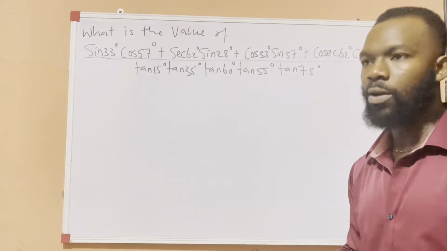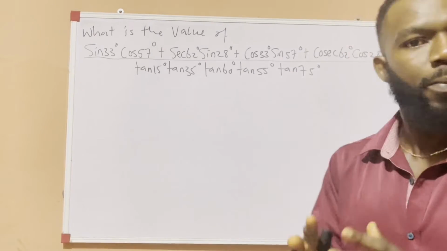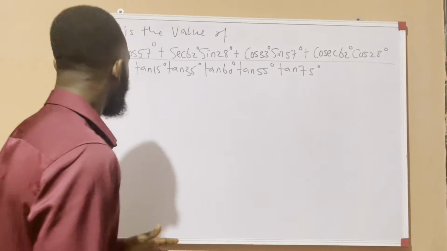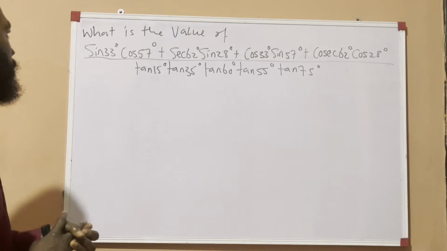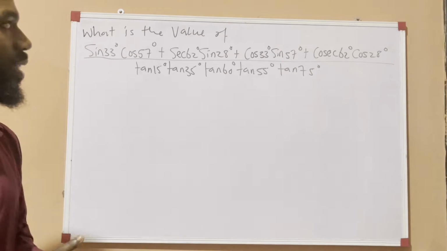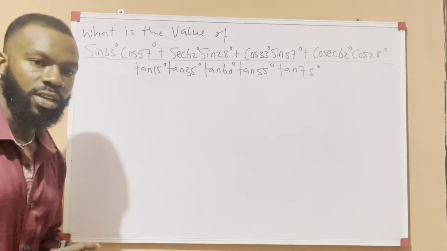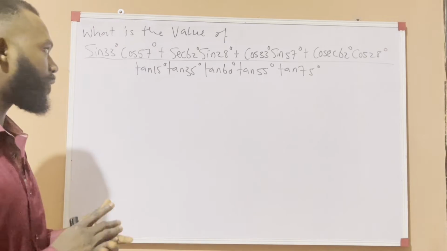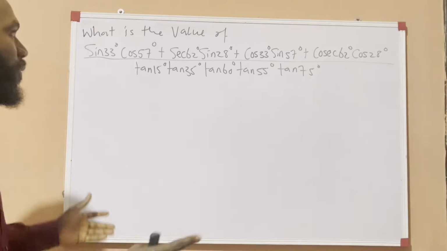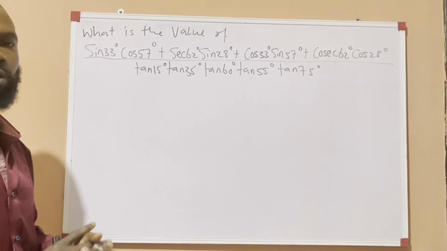Now when a student sees a question like this, the first thing that comes to my mind is, oh my God, how can I solve a question that is as long as this? But it is very, very simple if you understand the principles of trigonometry functions. The question we have today says, what is the value of sine 33 degree cos 57 degree plus sec 62 degree sine 28 degree plus cos 33 degree sine 57 degree plus cosec 62 degree cos 28 degree, all over tan 15 degree, tan 35 degree, tan 60 degree, tan 55 degree, and tan 75 degree. Oh my God, it is a very long question. But when you understand complementary angles, you will know how to solve questions like this.